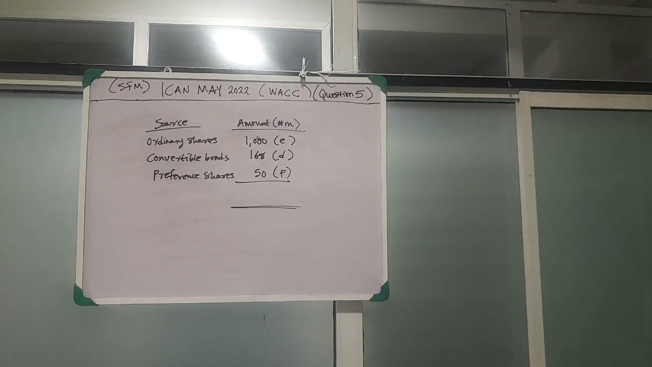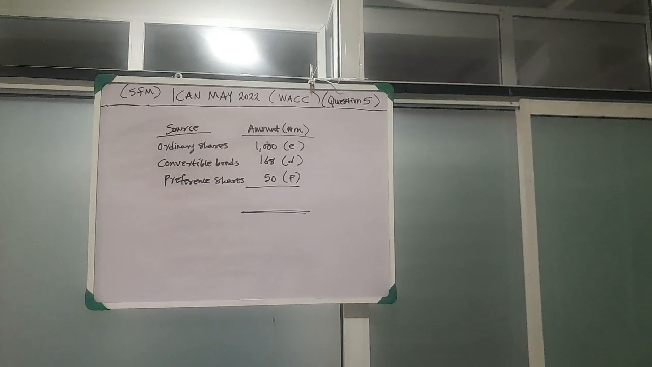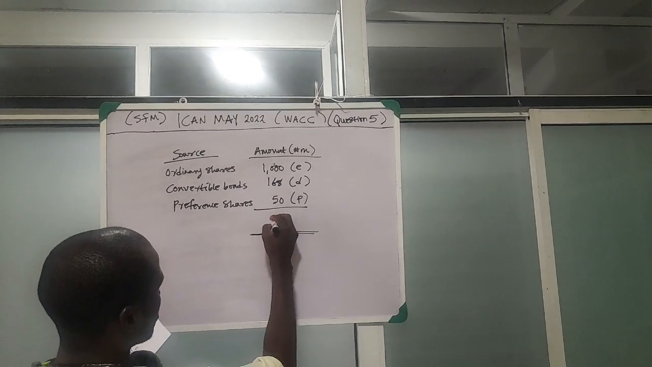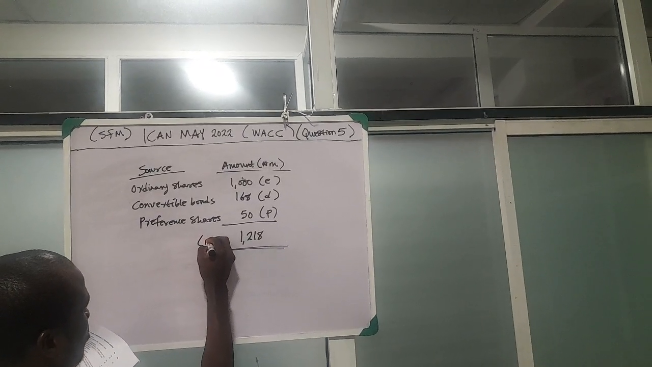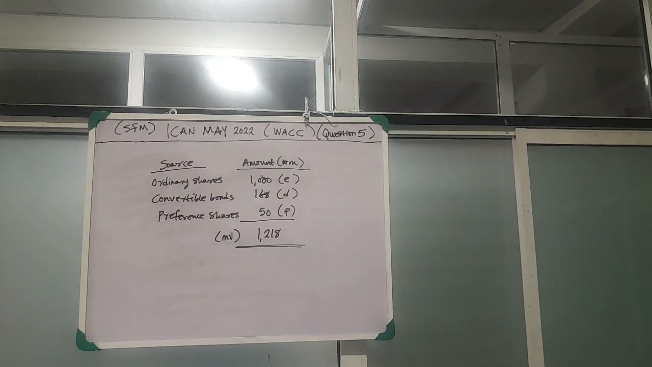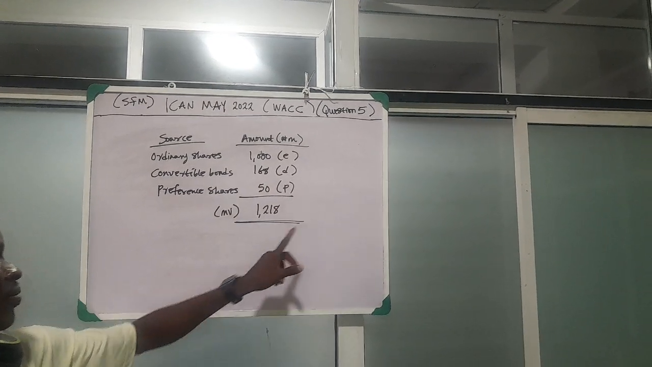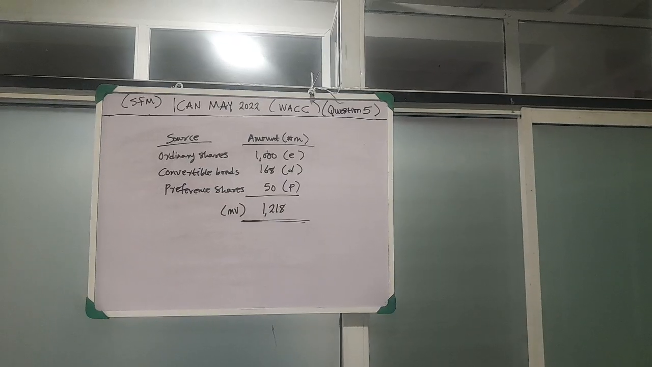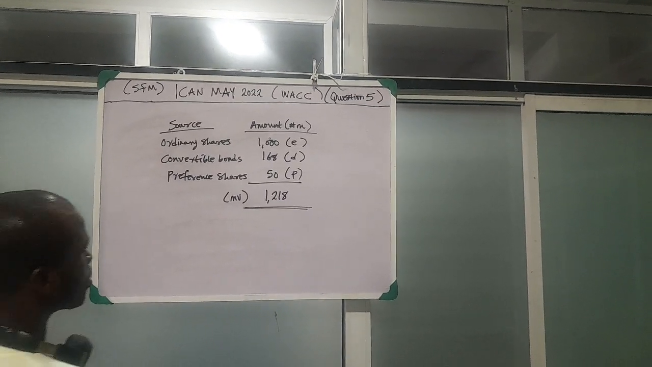Now, the market value, after adding 1,000 plus 168 plus 50, will give us 1218. So that is 1218, which represents the market value. That is one component in the weighted average cost of capital. We have gotten equity, debt, and preference share market value. So we need the cost of equity, cost of debt, and cost of preference. Then we'll proceed to weighted average cost of capital. Starting with the cost of equity.